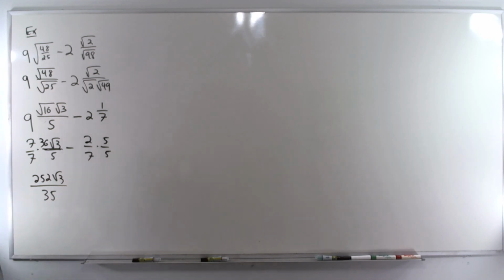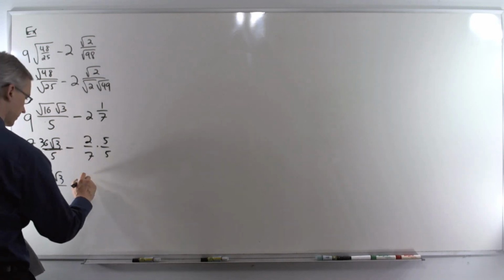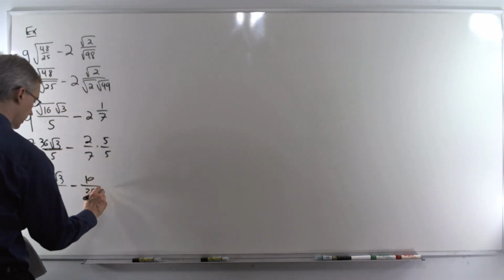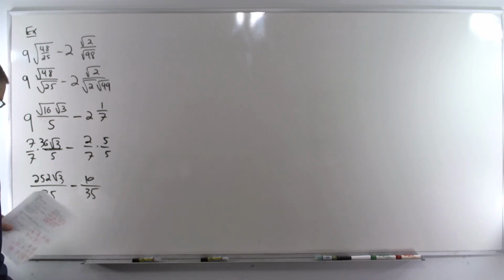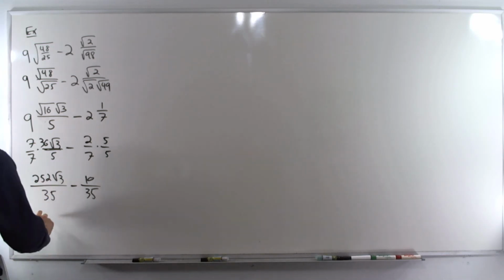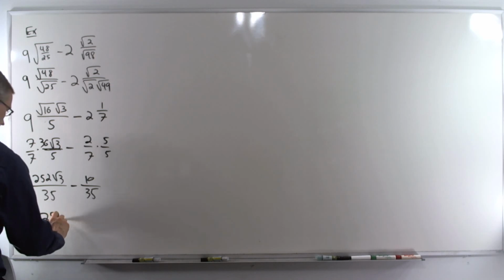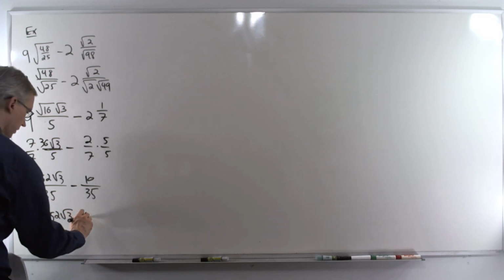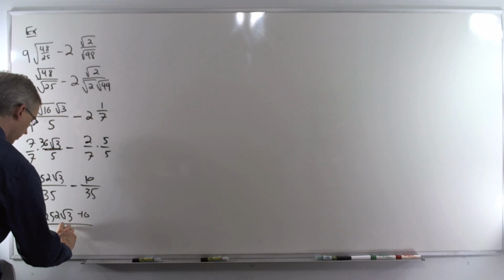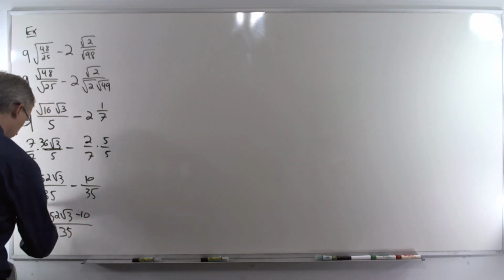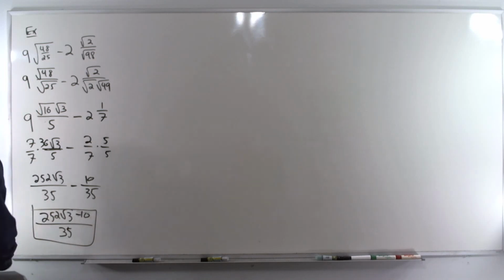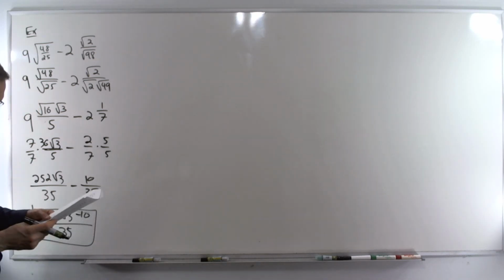Multiplying that out, we get 252 square roots of 3 over 35, minus 2 times 5, which is 10, over 35. I think I did that right. Yeah, 252. Okay, and then we can combine. So that gives us 252 square roots of 3 minus 10 over 35. Your turn, number 12.